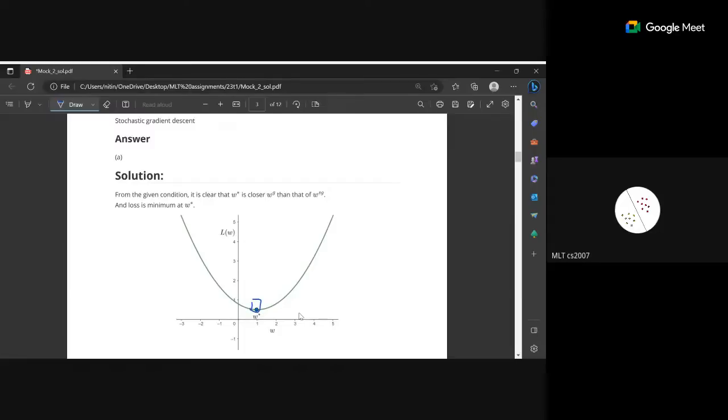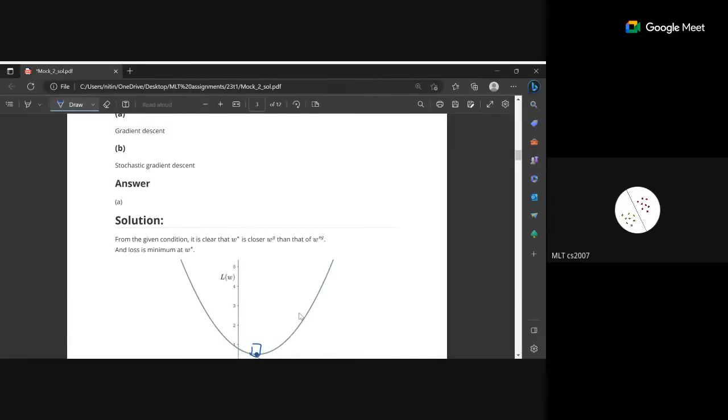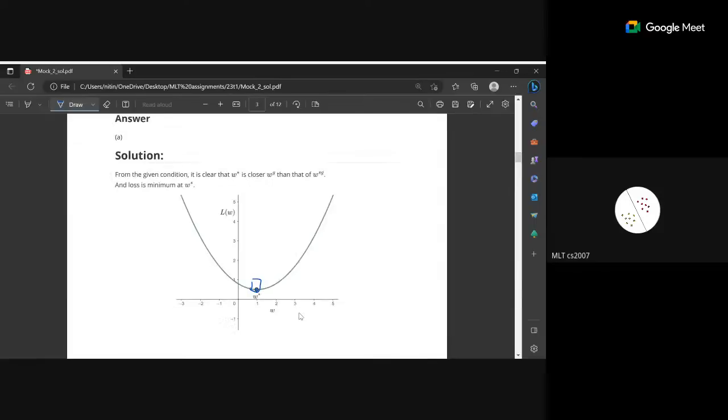Now, what will be the location of WG and WSG? Let's say your WG is somewhere here, and so this will be the loss that will be achieved by WG. And what will be the position of WSG in this case?